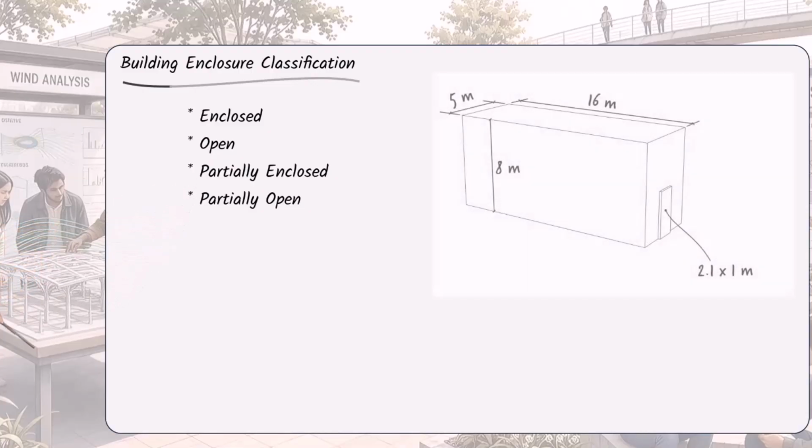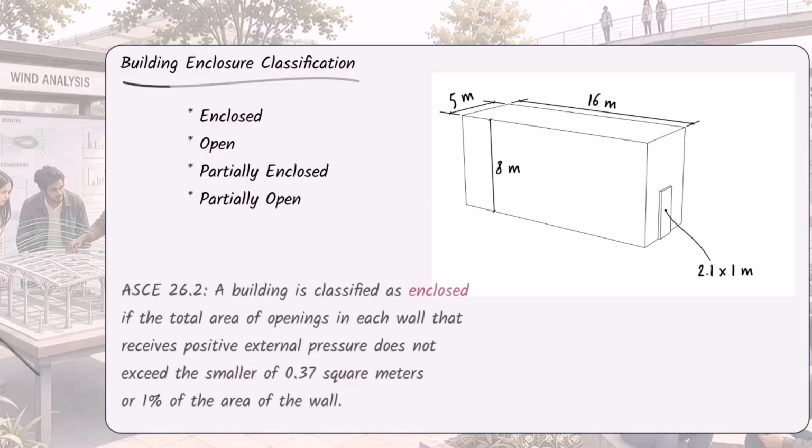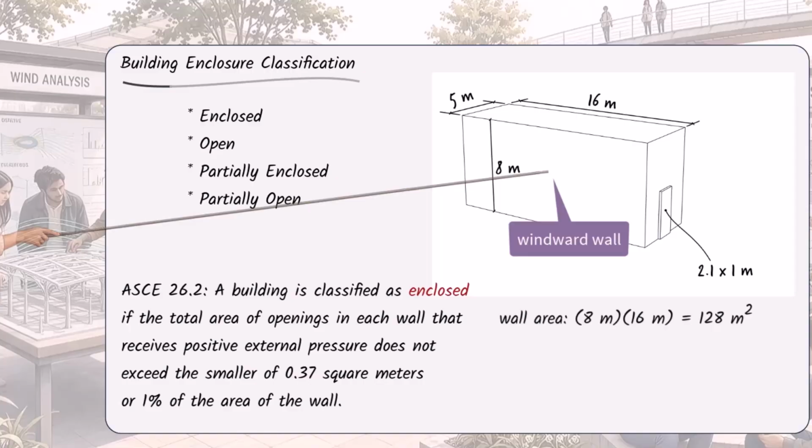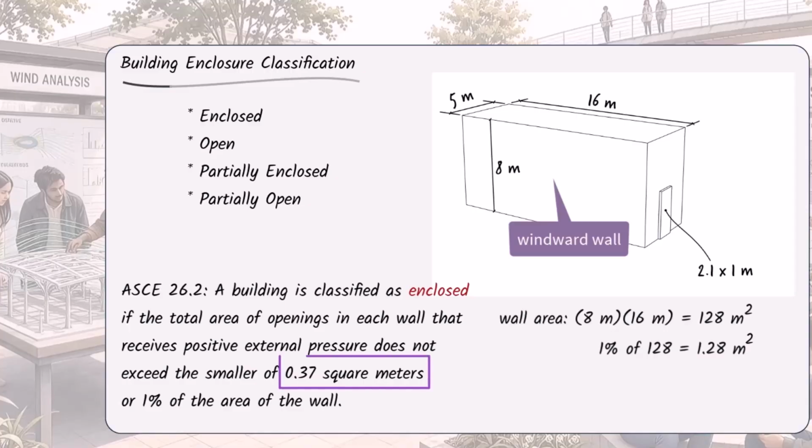Let's take a look at the smaller enclosures first. A building is considered enclosed if the area of openings in any wall that receives positive external wind pressure is less than or equal to 1% of that wall's area, or 0.37 square meters, whichever value is smaller. For the smaller buildings, the wall facing the wind, either the front or back, is 16 by 8 meters, giving an area of 128 square meters. 1% of that area is 1.28 square meters, so the governing threshold becomes 0.37 square meters.